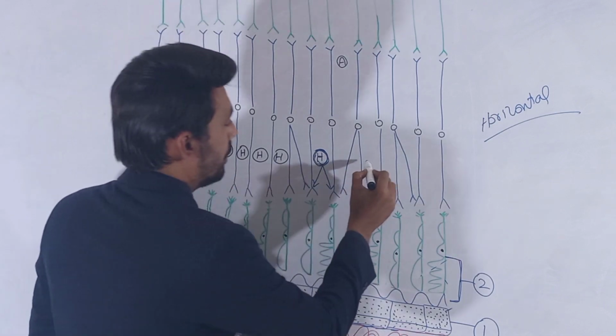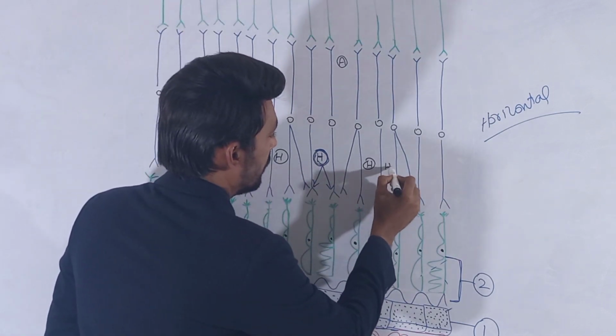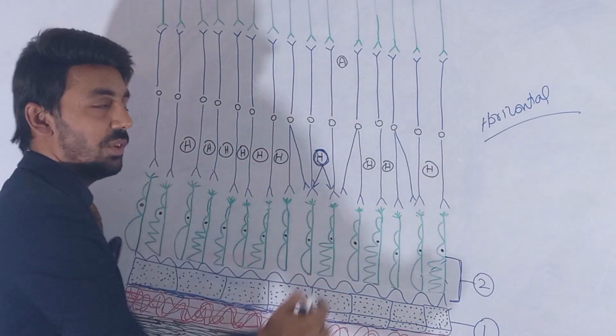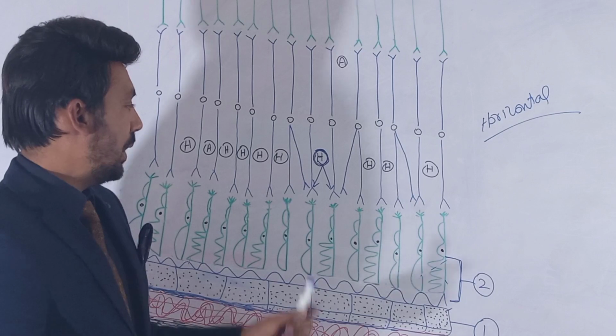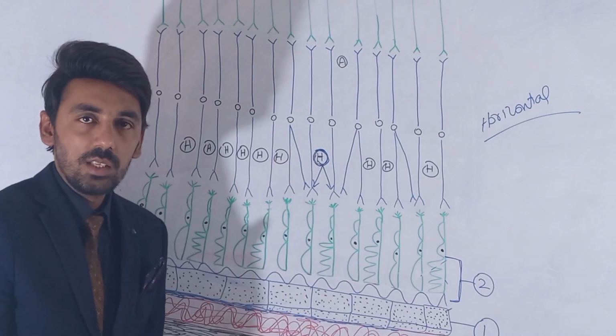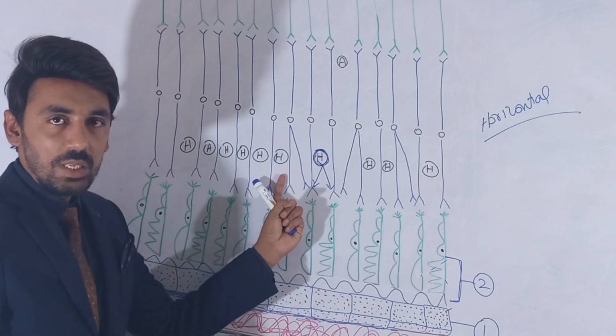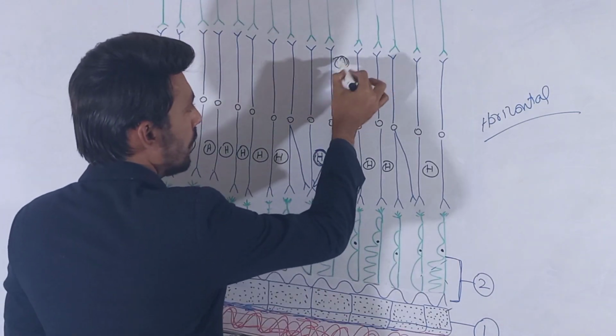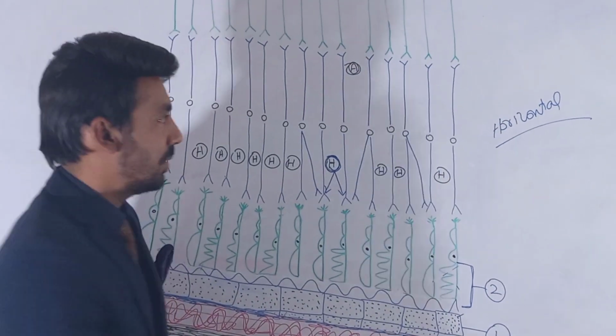So as you can see here, these horizontal cells actually make contact between the bipolar cells and the photoreceptor cells, and they are called horizontal cells. We have another type of cell, which is the amacrine cells.